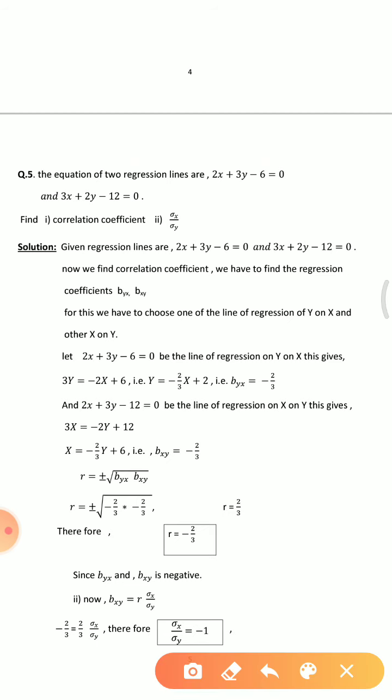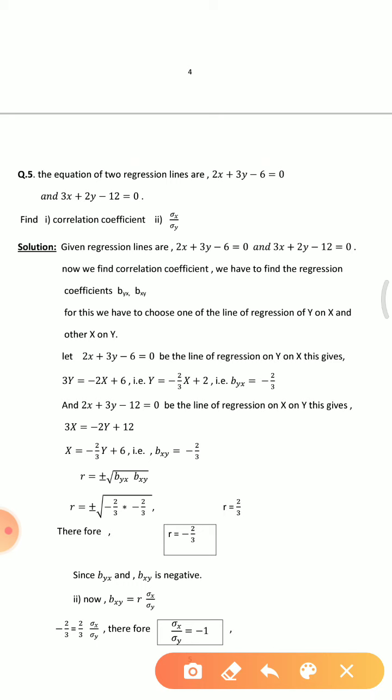The equations of two regression lines are 2x + 3y - 6 = 0 and 3x + 2y - 12 = 0. Using these, we have to find the correlation coefficient and sigma x upon sigma y.